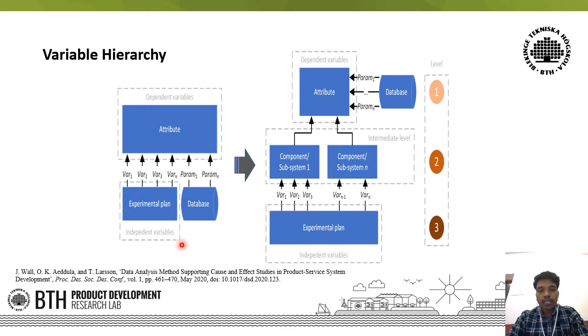However, typically, these independent variables are not identifiable as components or subsystems. Rather, a subset of independent variables in an experiment combined with parameters and constants drives the configuration of a particular component or subsystem, and as a consequence, also attributes associated with that component or subsystem. This might be visualized as an intermediate level in the variable hierarchy of the analysis as exemplified in the right part of this figure.